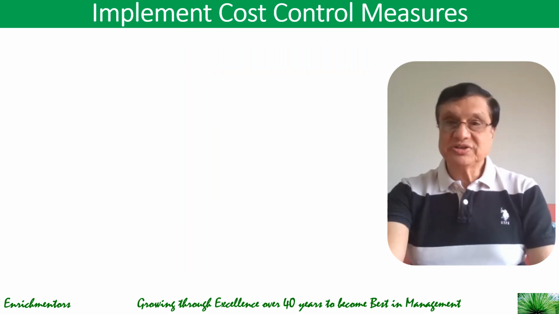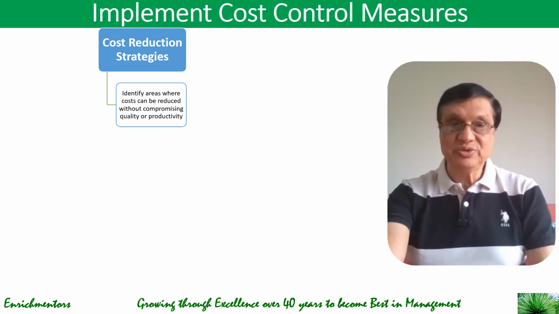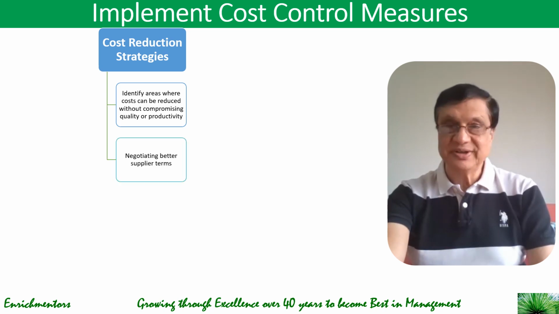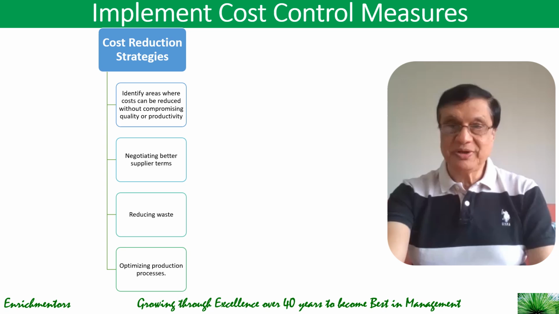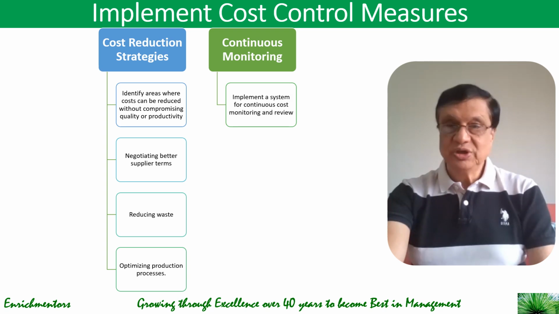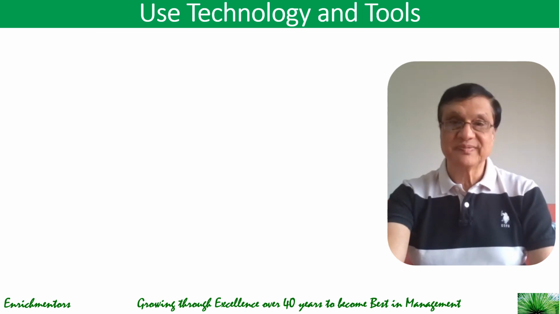Then you implement cost control measures. Identify areas where costs can be reduced without compromising quality or productivity. Some of the examples could include negotiating better supplier terms, reducing waste, and optimizing production processes. Also, you need to implement a system of continuous cost monitoring and review to ensure ongoing efficiencies and cost control. So that's how you can implement cost control measures.